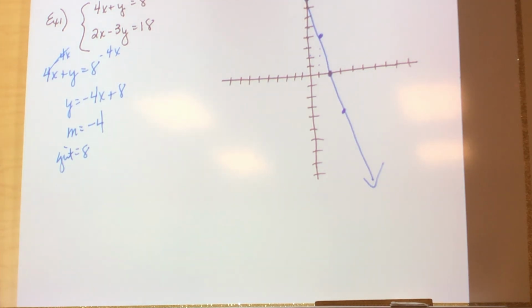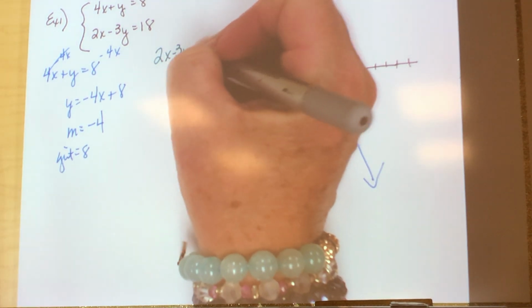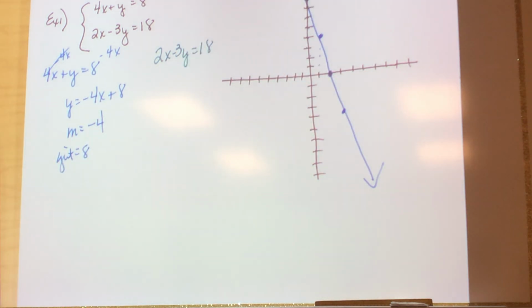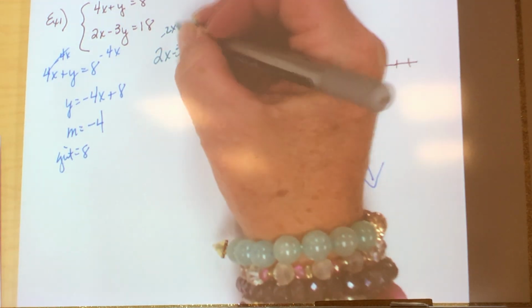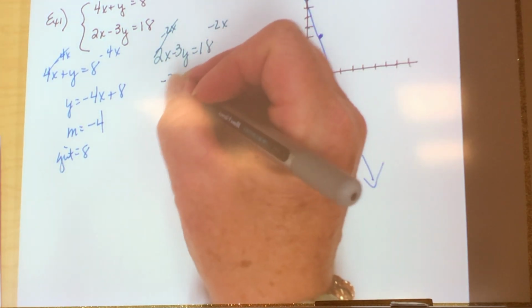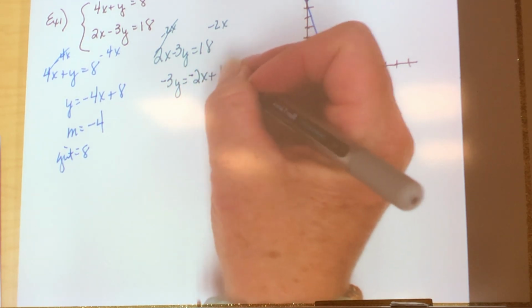Now I'm going to graph this other guy. I'm going to graph 2x minus 3y equals 18. Okay, so tell me what to do first. Minus 2x. We're solving for y. We're putting it in slope-intercept form. Minus 3y is equal to negative 2x goes first plus 18.